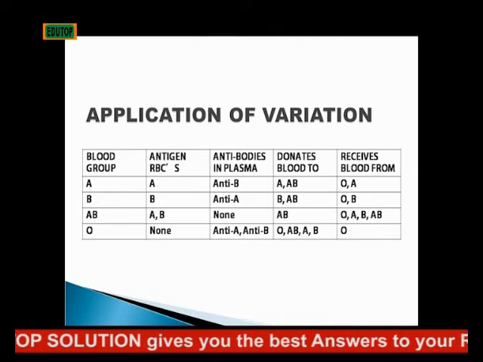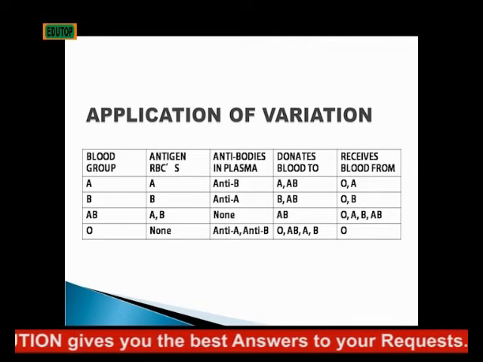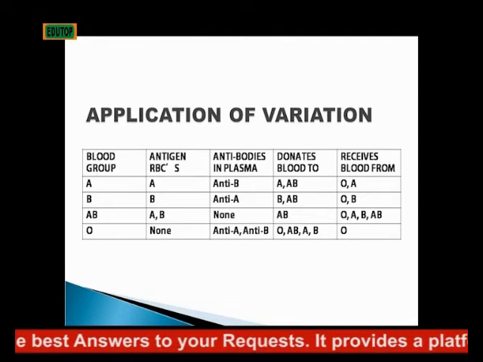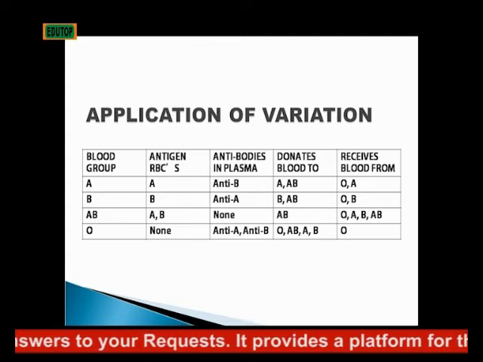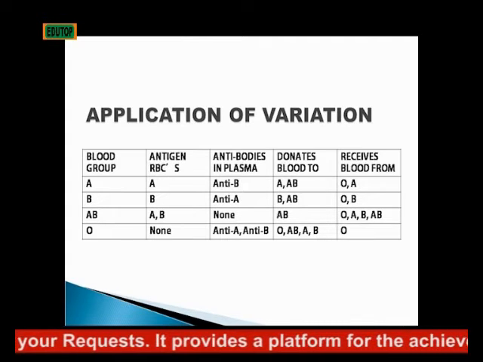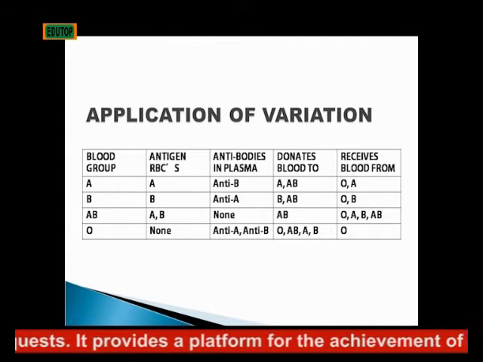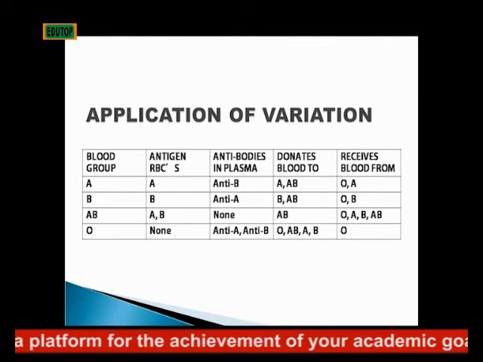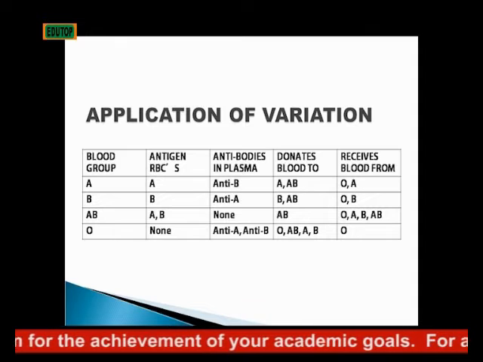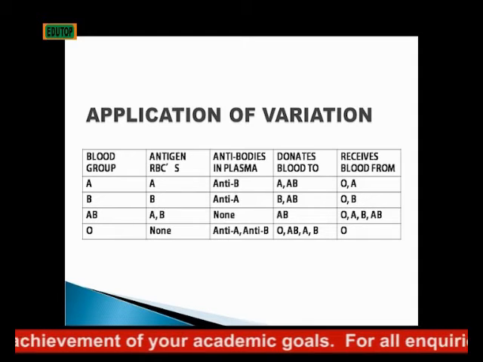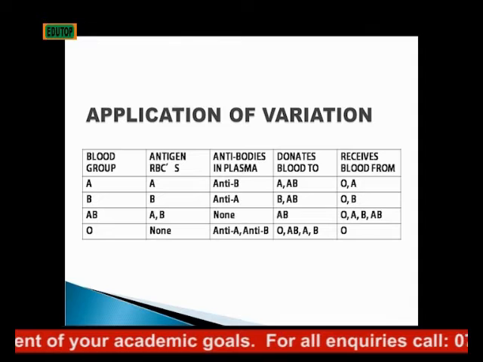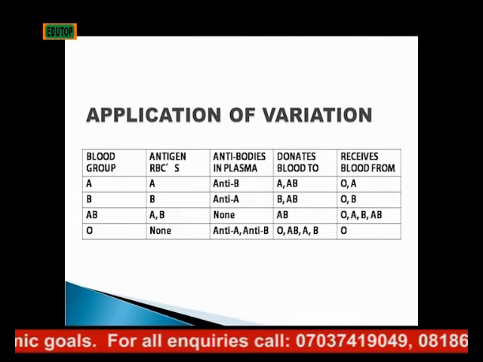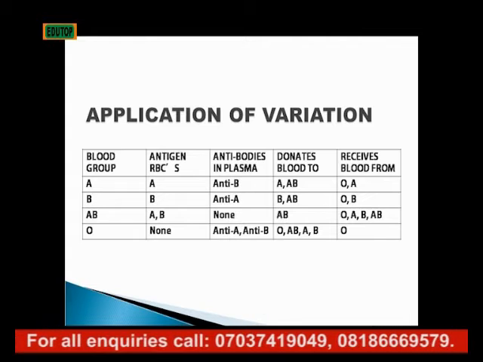Then they can receive blood from blood group O and blood group A. So blood group A can give blood to their own type and can receive also from A. But they can also donate to blood group AB and receive blood from blood group O. The reason they can receive from blood group O is that there is no antigen in blood group O, so there will be no clumping or agglutination when they receive such blood.